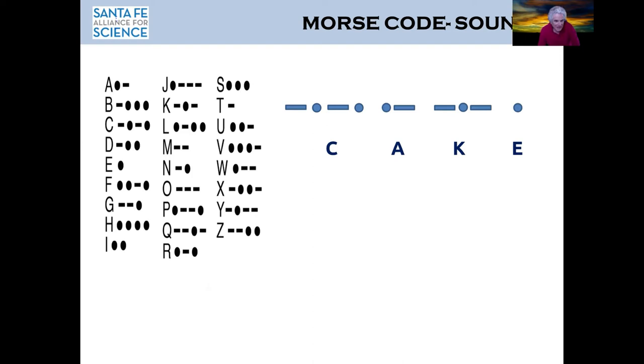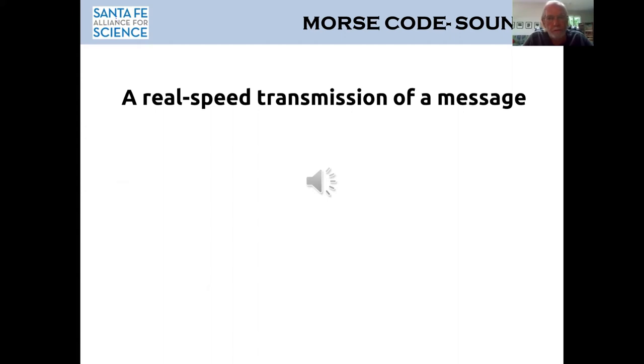Now we really slowed down the Morse code sounds for that exercise. In real life, the transmissions are really fast. Here's what a real transmission would sound like. At that speed, it's hard to figure out what the message is. In case you're wondering, it was, "I miss going to school."